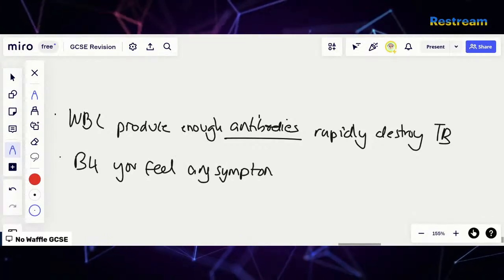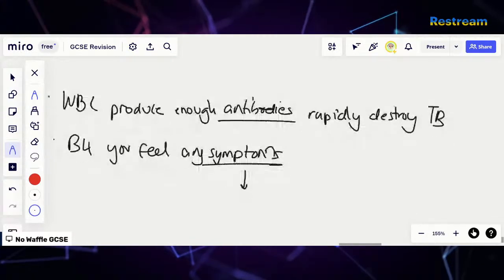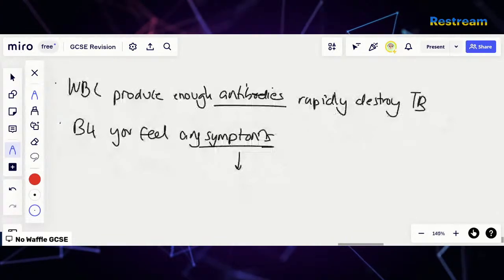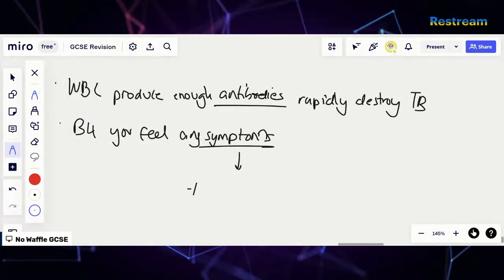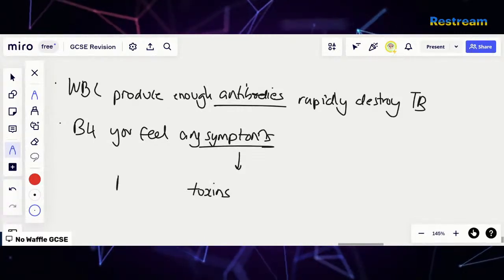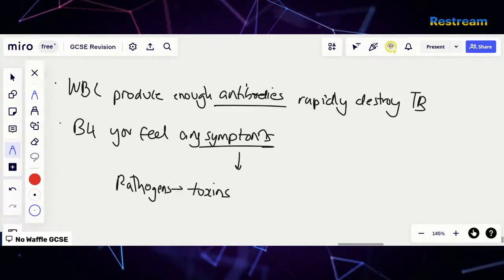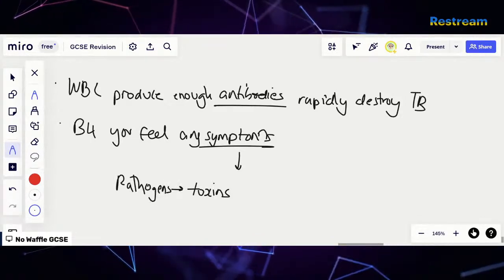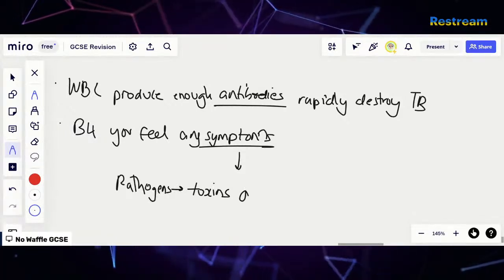Now, the reason why we actually feel symptoms, let me just explain this because it's not actually explained in many things. The reason why we feel symptoms is because of toxins. Toxins are things that pathogens produce. And what happens is these toxins damage and actually destroy our cells.